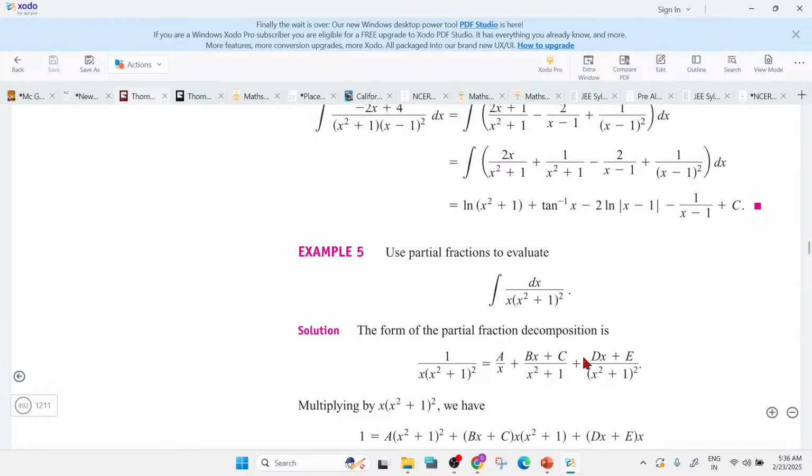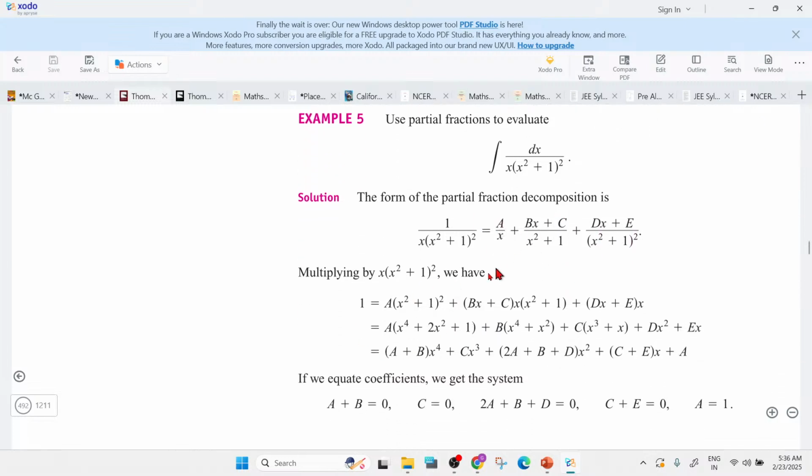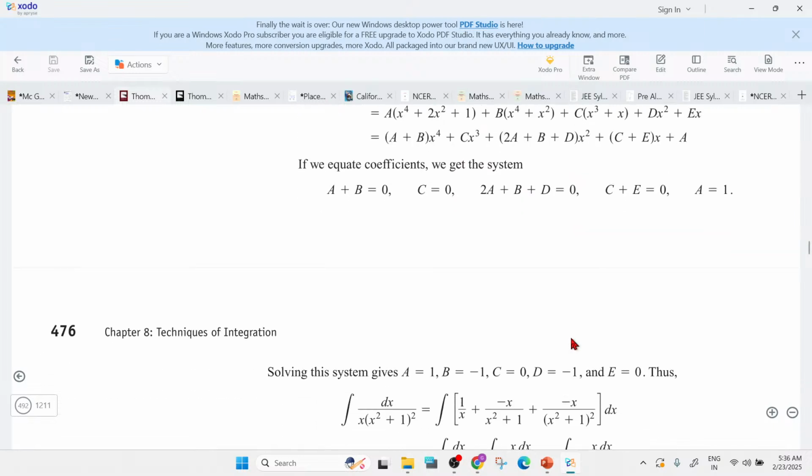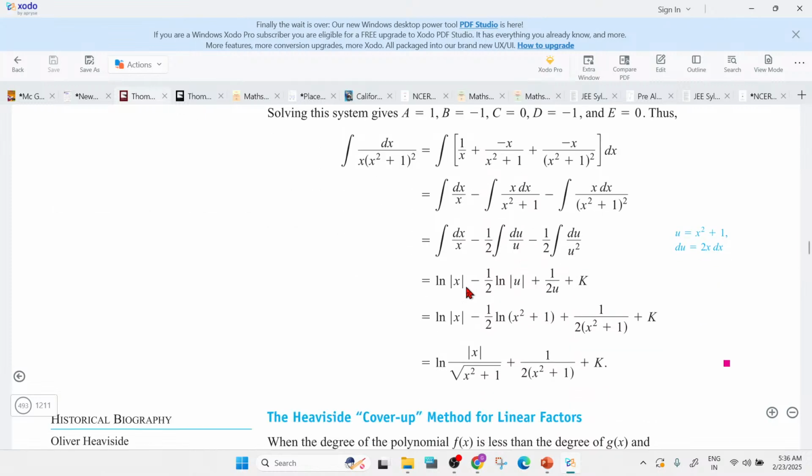Again, you will equate coefficients. So basically, you have A, B, C, D, E: 5 equations, 5 unknowns you should get, and then you will solve for everything. You got this one? Yes, sir. Okay. And the rest, once you reach here, is very easy, right?